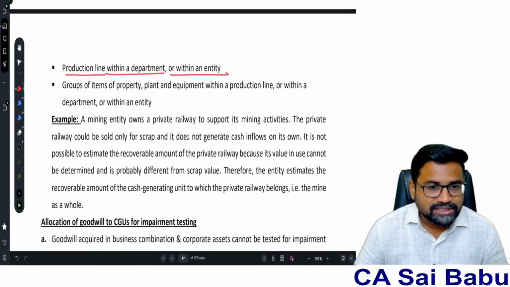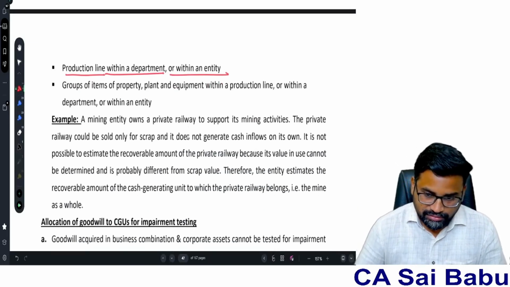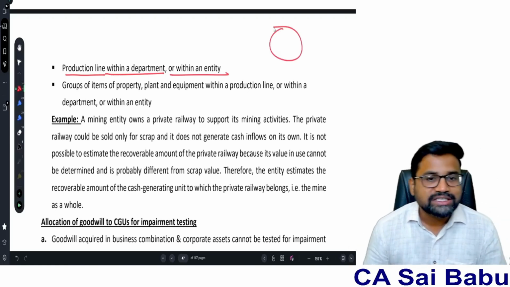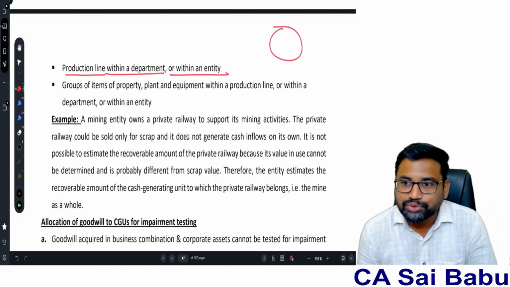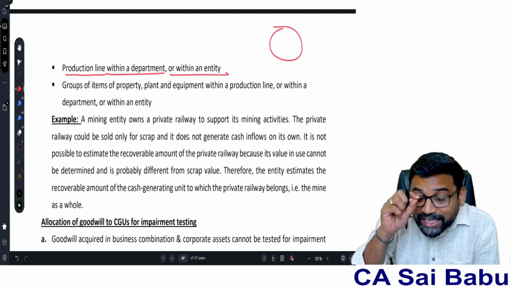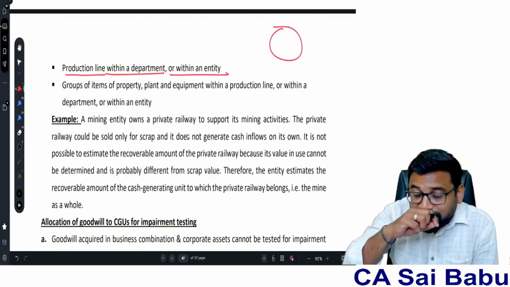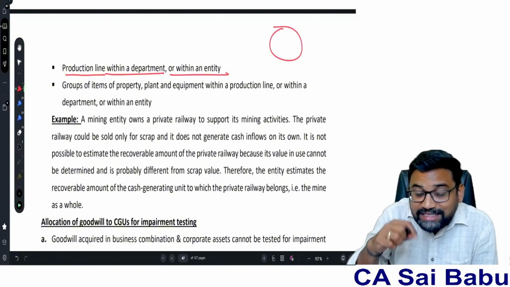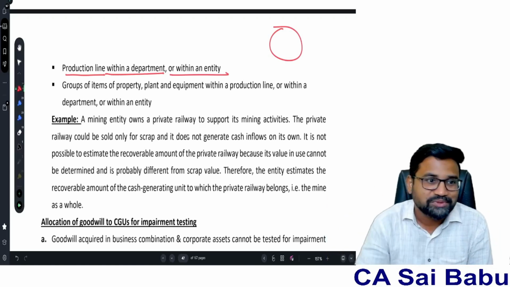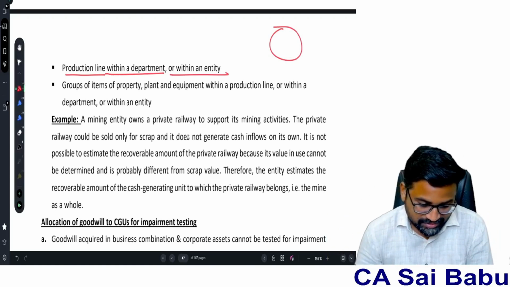That can be treated as a cash generating unit. Ultimately, a group of assets together can be treated as one unit, which is called a CGU. You need to test the impairment of that individual asset, but impairment testing which is not possible for an individual asset will be tested for impairment in the group, in the CGU. That is the main intention here.